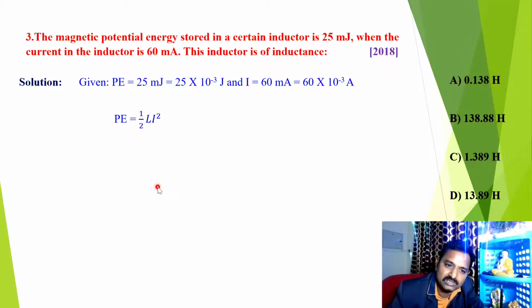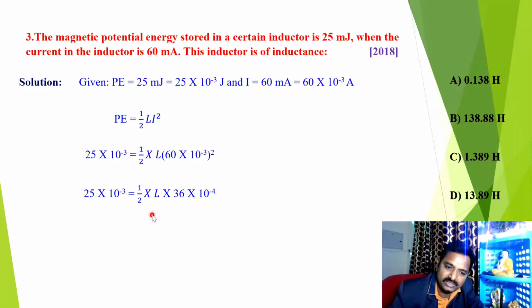Here if I substitute the given data for potential energy and I, then I will get 25 into 10 power minus 3 is equal to half into L into 60 into 10 power minus 3 whole square. Now if I simplify this, I will get 25 into 10 power minus 3 is equal to half into L. Here 60 whole square means 3600. So if I simplify with the 10 power minus 3, that means 10 power minus 6, I will get 10 power minus 4.